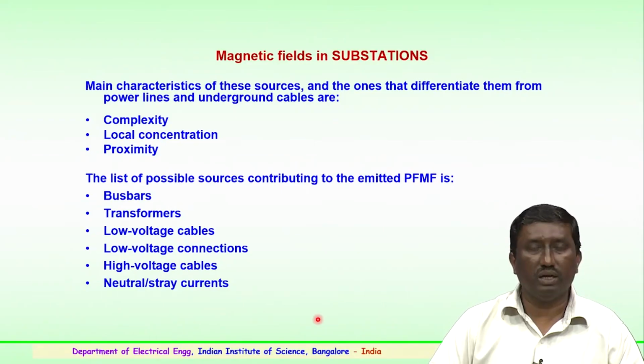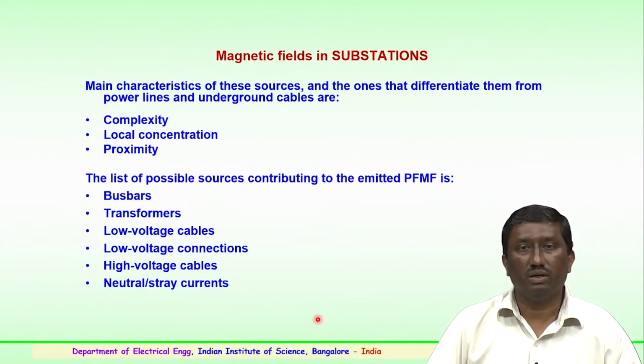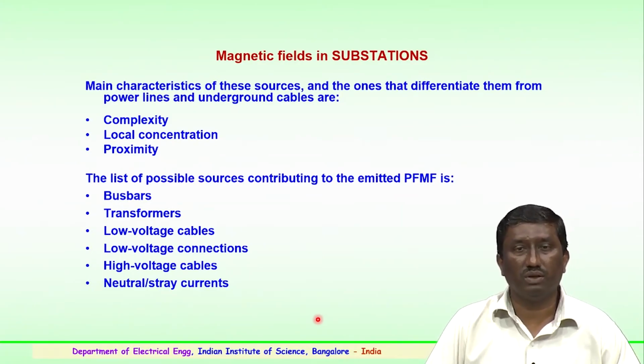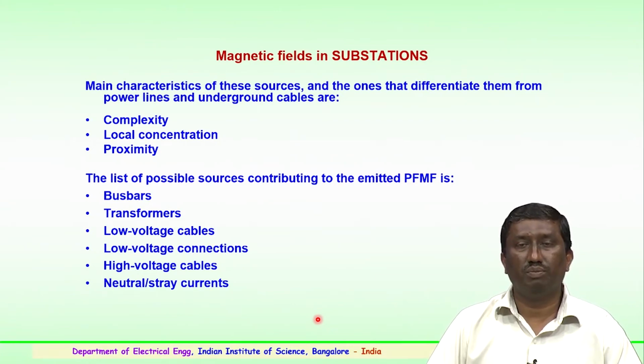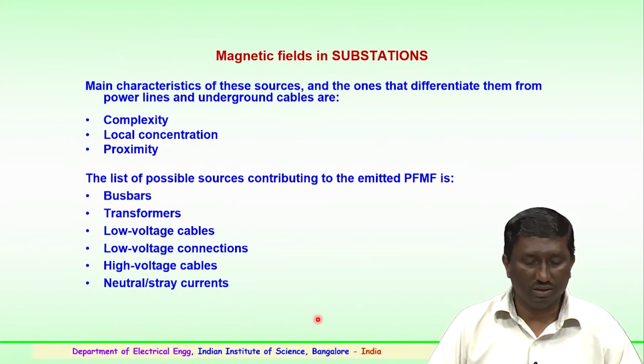So, coming to the magnetic fields which are being generated in the typical substation. Substations again could be of extra high voltage or any high voltage substation, depending upon the voltage level, depending upon the power which is being distributed. So, this forms very important.